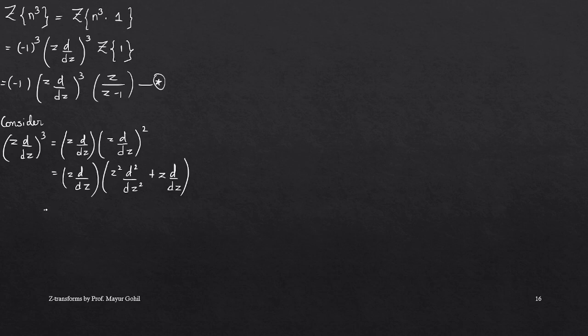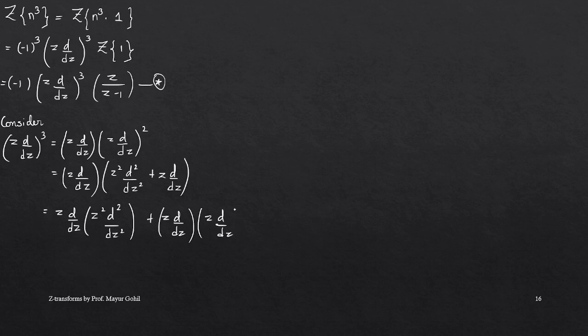Let's operate them. Now when we are operating, we have to be very careful. z d/dz is going to operate over z² d²/dz², and this one, z d/dz, will operate over z d/dz, right? Now this is essentially the operator which we have said as square.